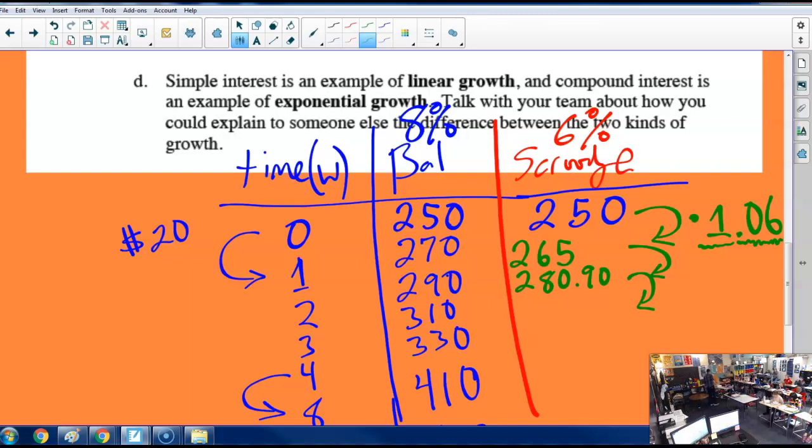I wish I had my dot camera. Let me borrow this just to check that it works. If you do 250 times 1.06, everybody do this with me, then hit enter. Now, just hit times 1.06, and your screen should say ANS times 1.06. Watch. Hit enter again, you get that 280.9. Hit enter again without typing anything else. It takes you to the next week. Hit enter again, and it takes you to the next week.